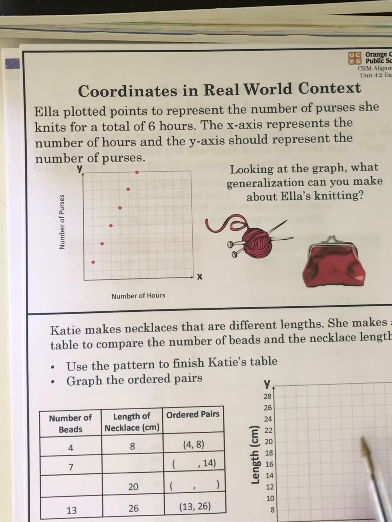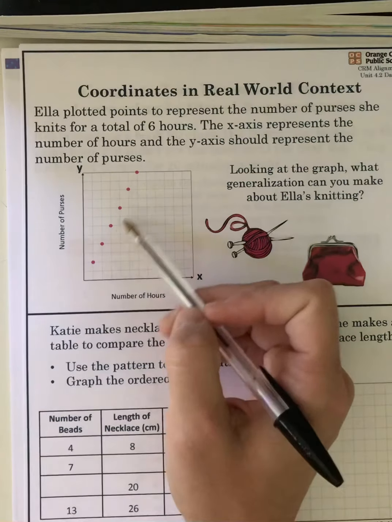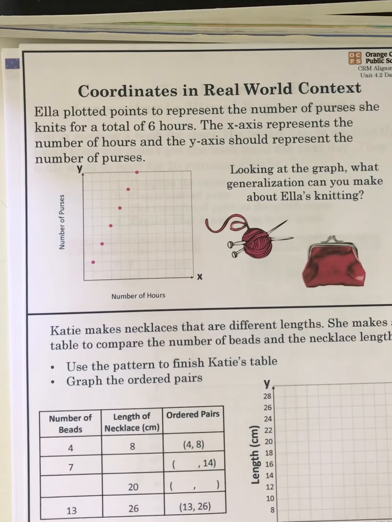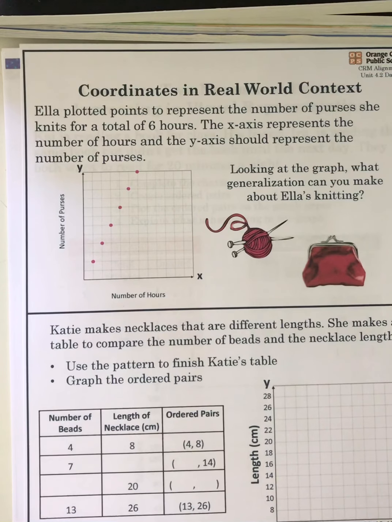I'm starting to notice a pattern as well, like I noticed up here: the higher the number of beads, the higher the length. And then finally we would graph 13, 26. So this question was twofold. You needed to find the pattern first, then you needed to graph your ordered pairs.